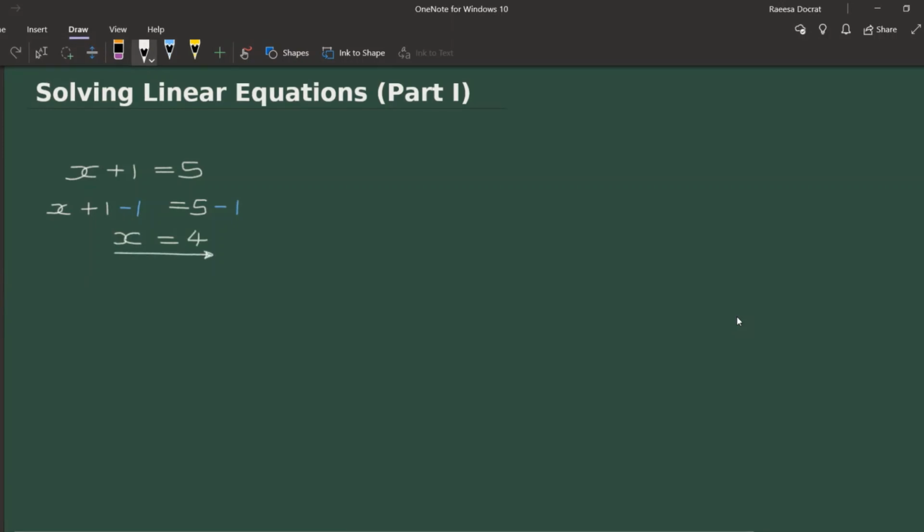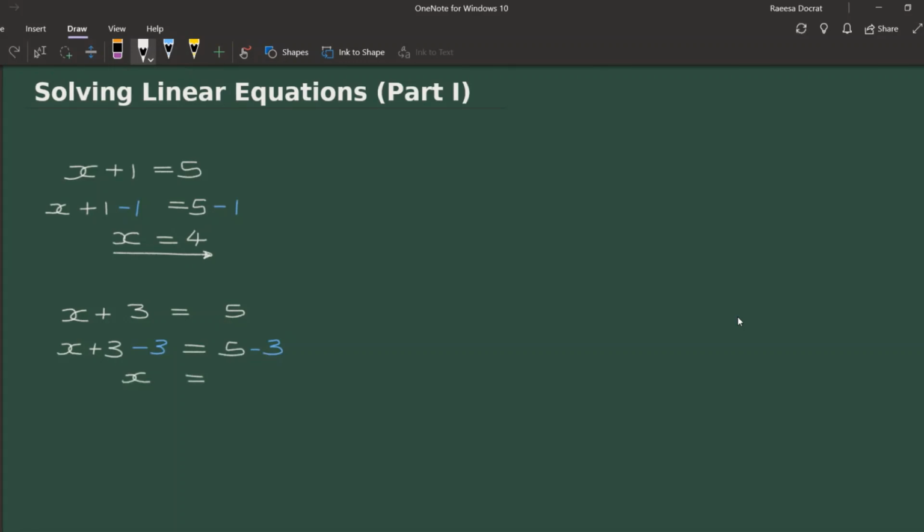Let us do another example. So here we have x plus 3 is equal to 5. So again, we would like to do the operation that removes this plus 3, which is subtract the 3. So we don't do that on one side, we do it on both sides. And then the 3's disappear, plus and minus 3 give us 0. So then there's just x. And on this side here, 5 minus 3 is 2.